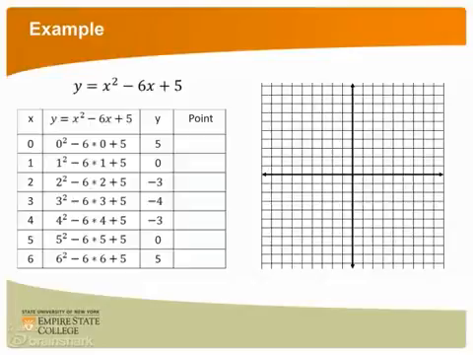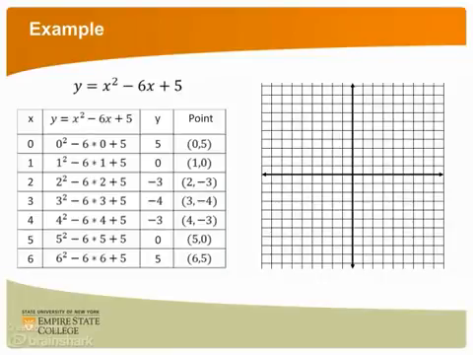Completing the calculations, we find that 0 has a function value of 5. 1 yields 0. The y value for 2 is negative 3. For 3 is negative 4. For 4 is negative 3. 5 is 0. And for 6 is 5. This means our graph contains the points (0, 5), (1, 0), (2, -3), (3, -4), (4, -3), (5, 0), and (6, 5).